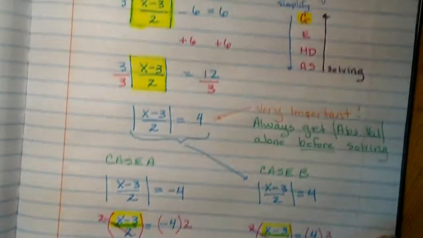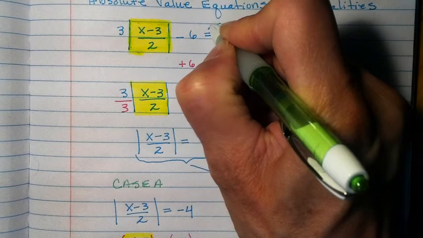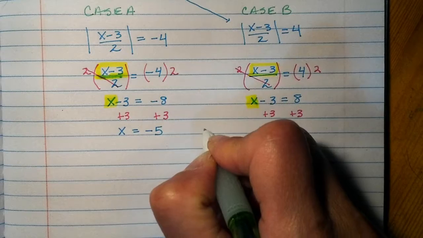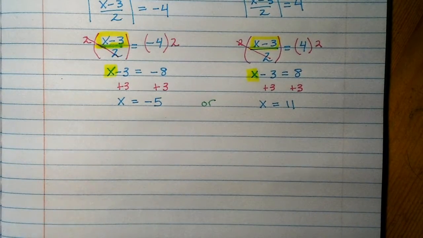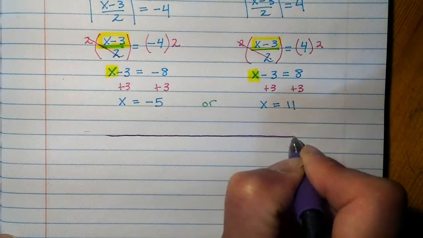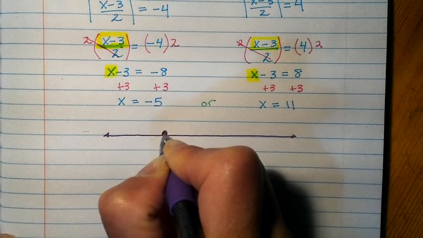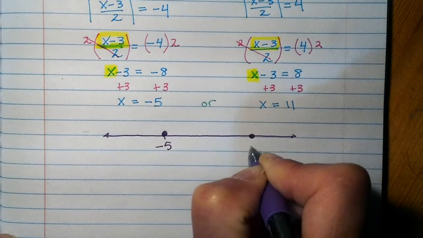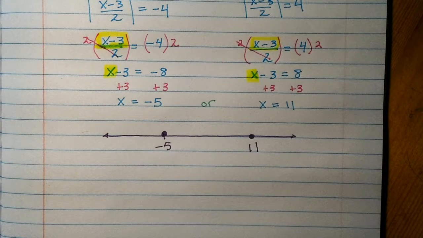Because my original was an equals, we call this an or. If I were to put this on a number line, I have one variable. I'm simply going to mark it as my value of x is exactly negative 5, or my value of x is exactly 11. And I would keep it like that.